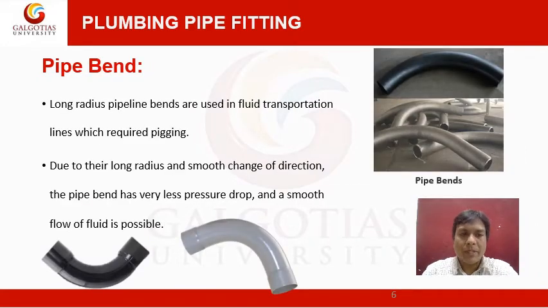The next is pipe bends. Pipe bends are used to connect two pipes to change the direction of the fluid. Long radius pipeline bends are used in fluid transportation lines which require pigging underground. Due to their long radius and smooth change of direction, pipe bends have very little pressure drop, so smooth flow of fluid is possible. The material of the pipe bends may be PVC, UPVC, or metal like copper or GI.